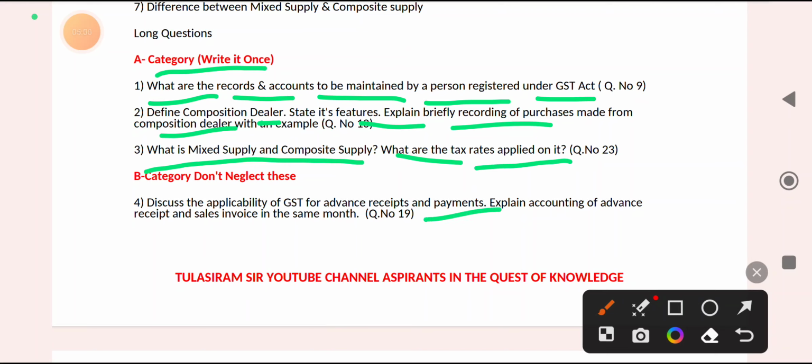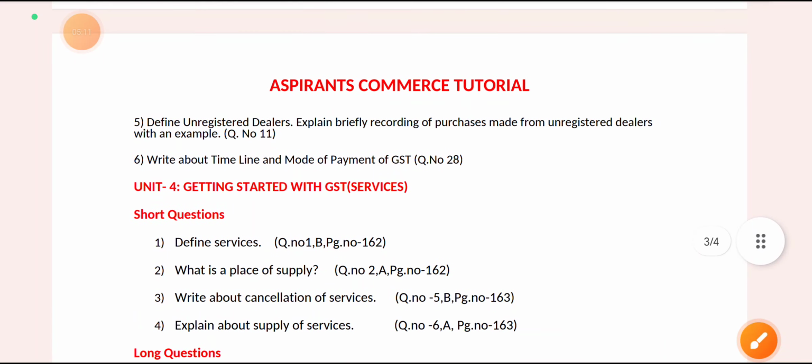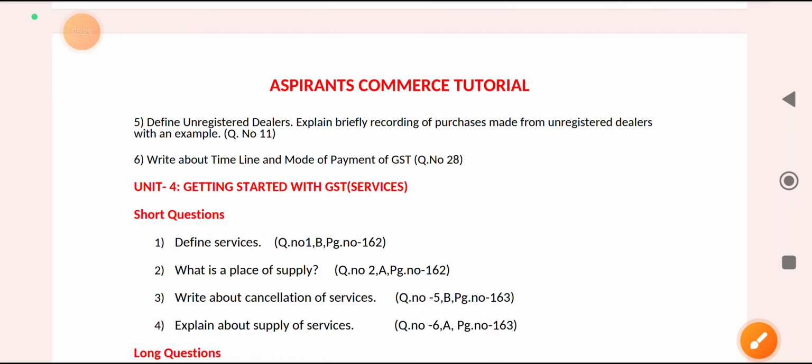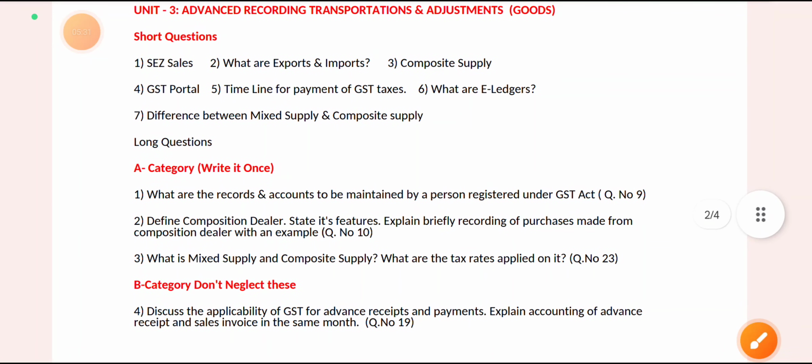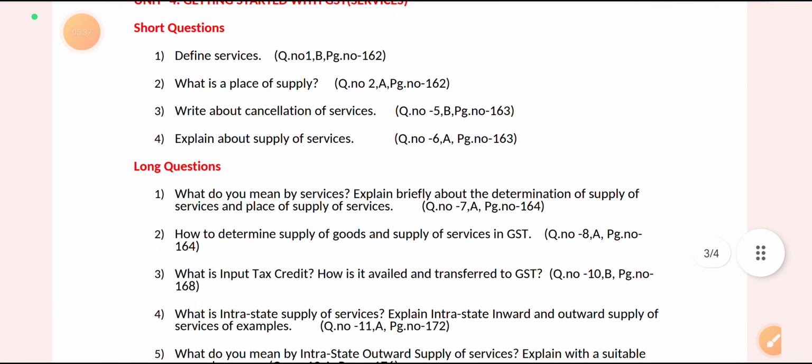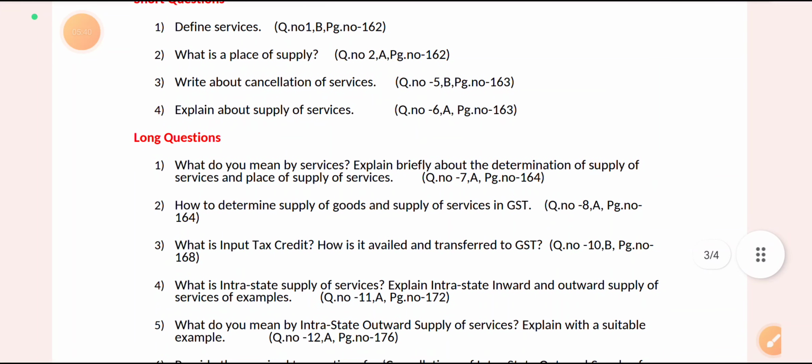Discuss the advance receipt and payment, explain the accounting of advance receipts and sales invoice. Okay, go through this once. Next, define unregistered dealer, explain briefly the purchases made from unregistered dealer, if possible go through once, and timeline for payment, mode of payment for GST. These are the theory questions relating to third unit. B category, look once and go; A category, read compulsorily, those are the ones that come.